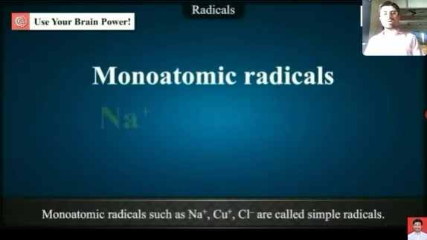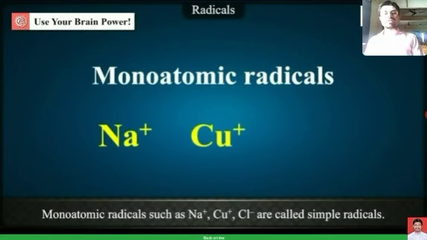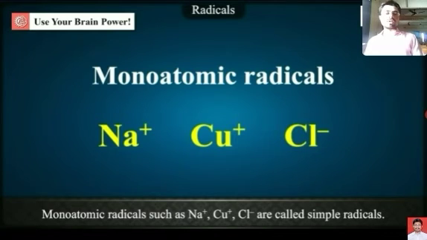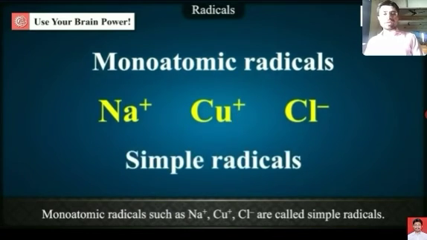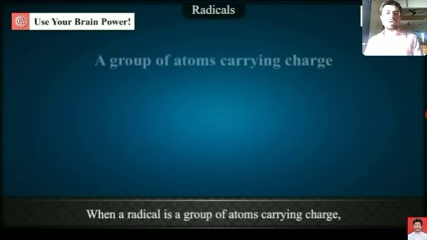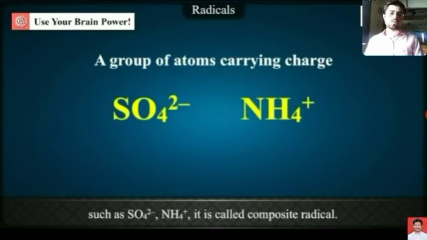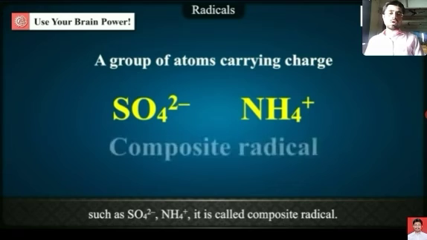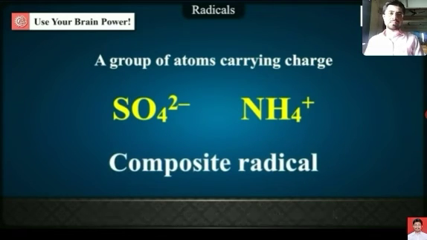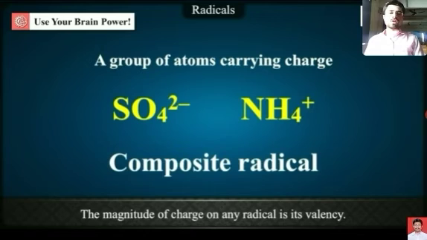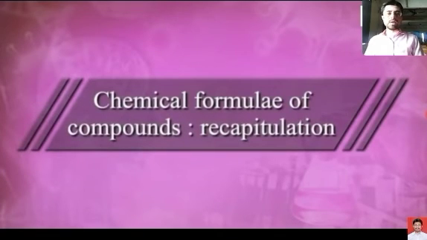Now we will see monoatomic radicals. Monoatomic radicals such as Na+, Cu+, Cl minus are called simple radicals. When a radical is a group of atoms carrying charge such as SO4 2 minus, NH4+, it is called a composite radical. The magnitude of charge on any radical is nothing but its valency.